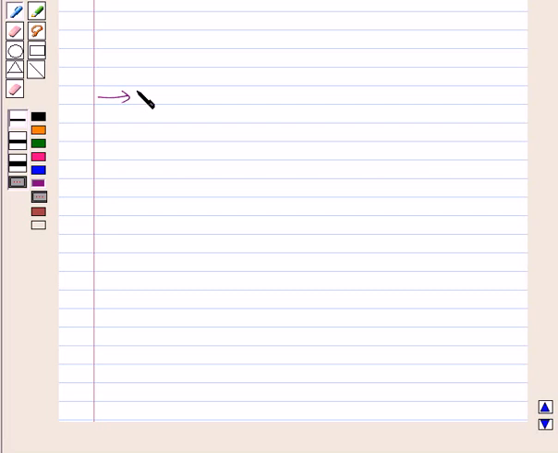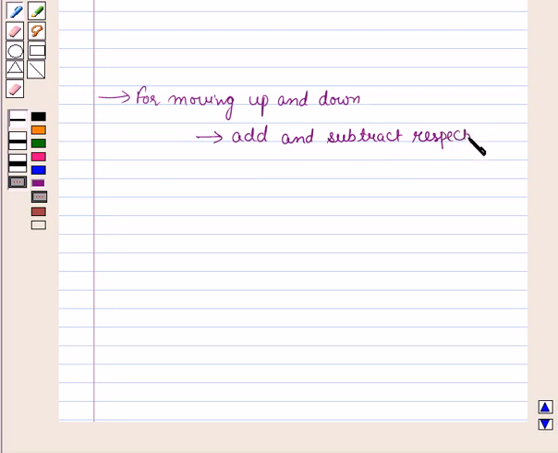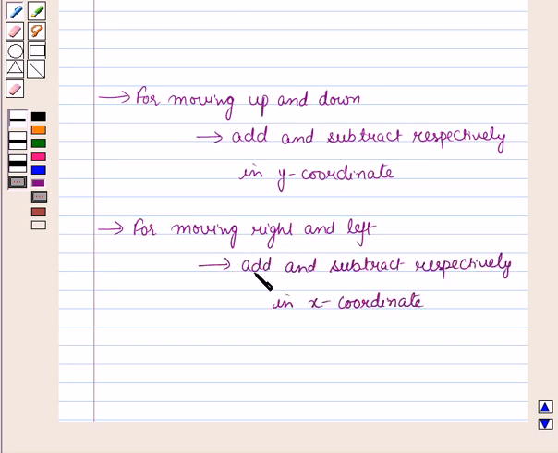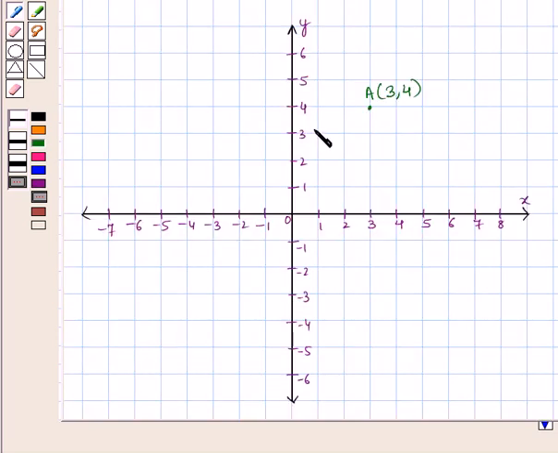Now, in translation, for moving up and down, we add and subtract respectively in y coordinate, and secondly for moving right and left, we add and subtract respectively in x coordinate. Now let us see an example.